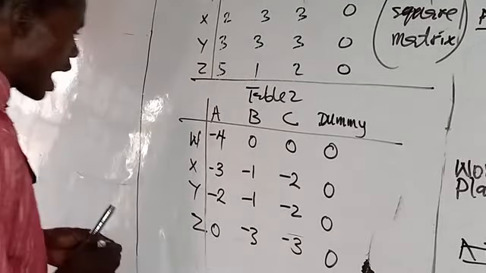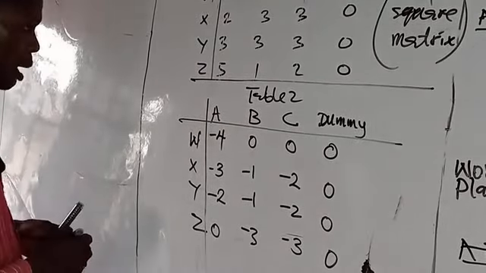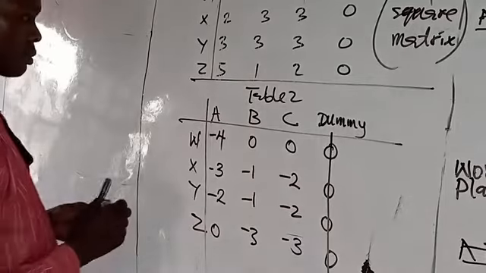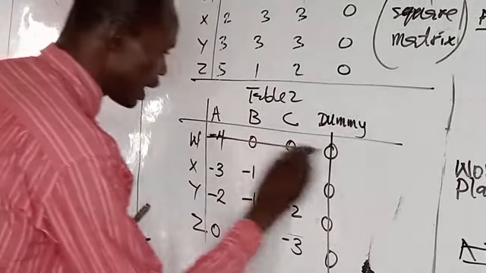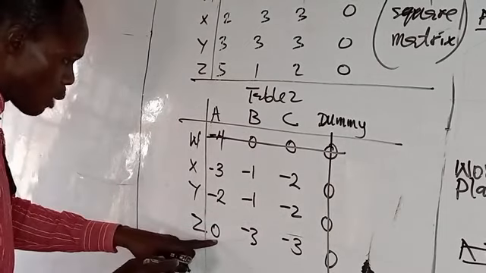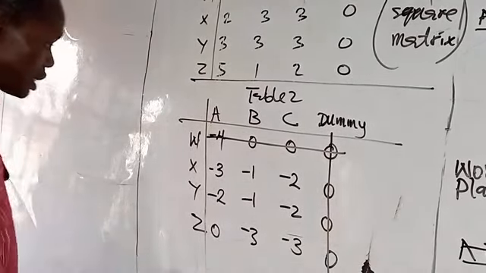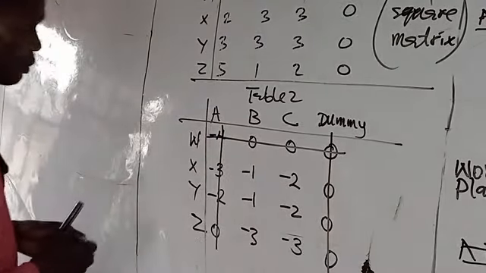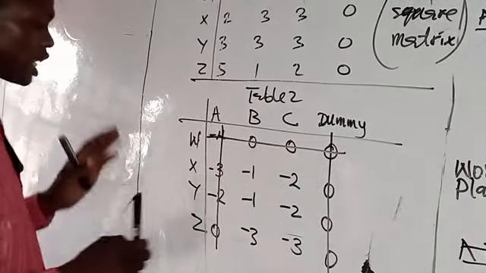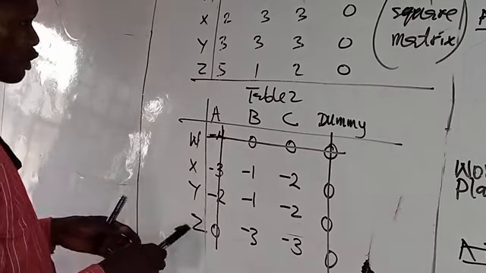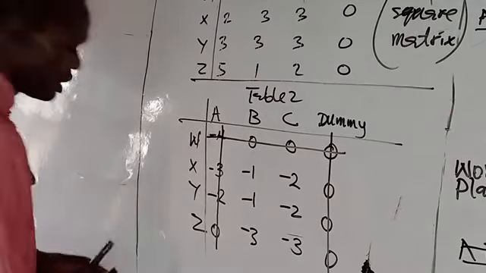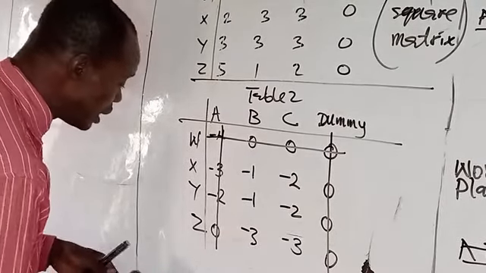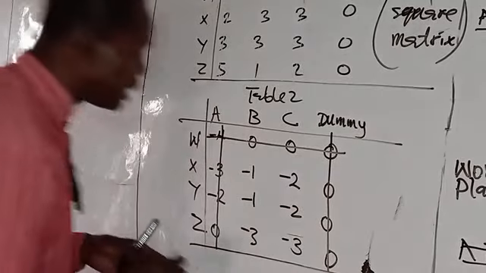Now, let's cover all the zeros with the minimum lines possible. You have 4 zeros in the dummy column. Let me cover that first. Then you have 2 zeros here. Let me cover them. That is 2 lines. Then you also have 1 zero here. You can cross it like this, or cross it vertically. Either way, let me cross it vertically. Now, you have 3 lines. And how many assignments do you have to make? 4 assignments. The number of lines is not equal to the number of assignments. That means the optimal solution has not yet been achieved.